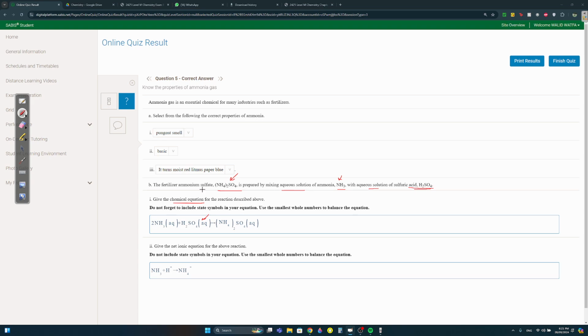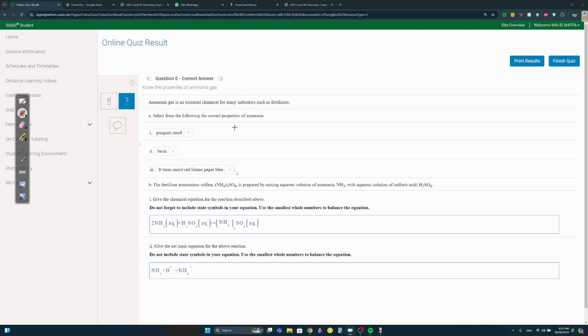Just copy it. And obviously, the fertilizer will probably be aqueous as well, I think. Yeah, it should be aqueous as well. Okay, let's just balance it. Let's say the 2 wasn't here. You have 2 nitrogen here, but here you only have 1, so you just multiply by 2. Done, it's balanced.